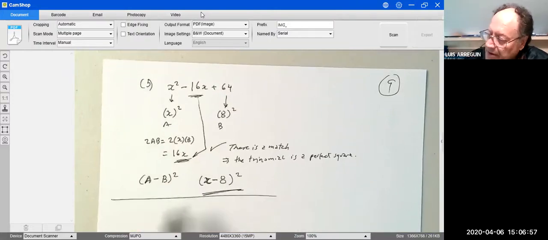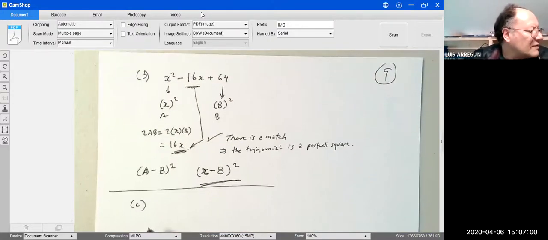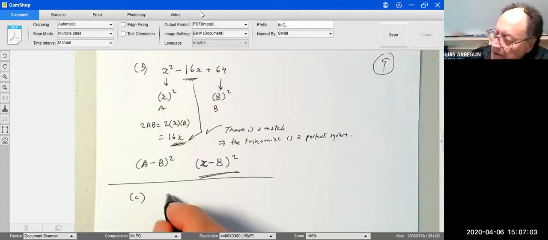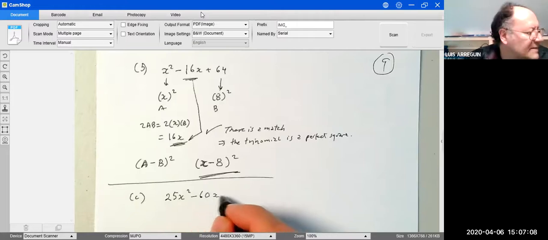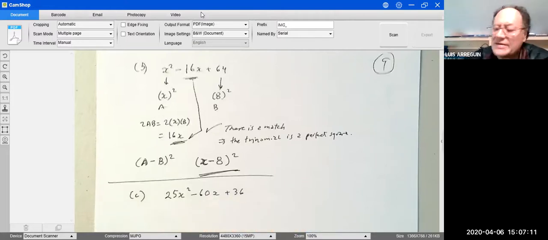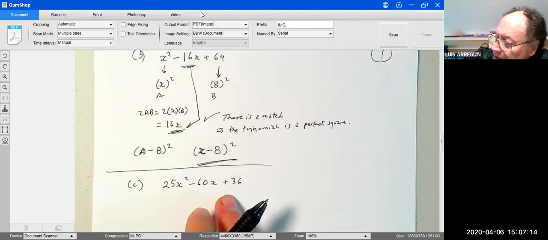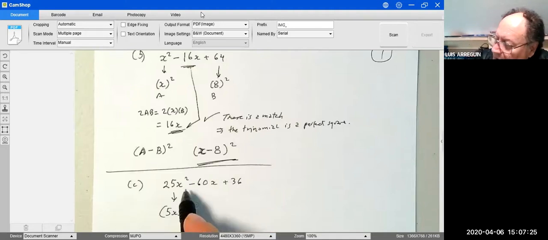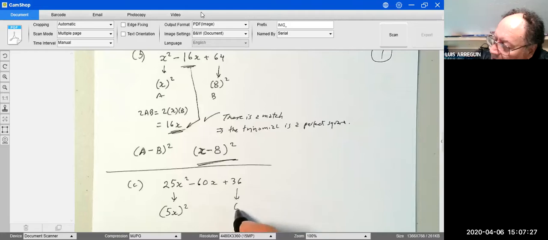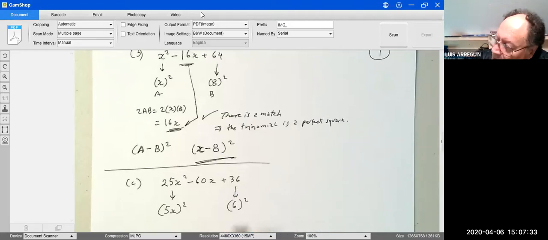Okay, so let's solve the last one from example 5. The last one is 25x squared minus 60x plus 36. Is this a perfect square trinomial? We don't know. Let's rewrite the first term as a perfect square. You're going to have 5x, that when you square it, you get 25x squared. Here you get 6 squared, because when you square 6, you get 36. So my A is 5x, my B is 6.